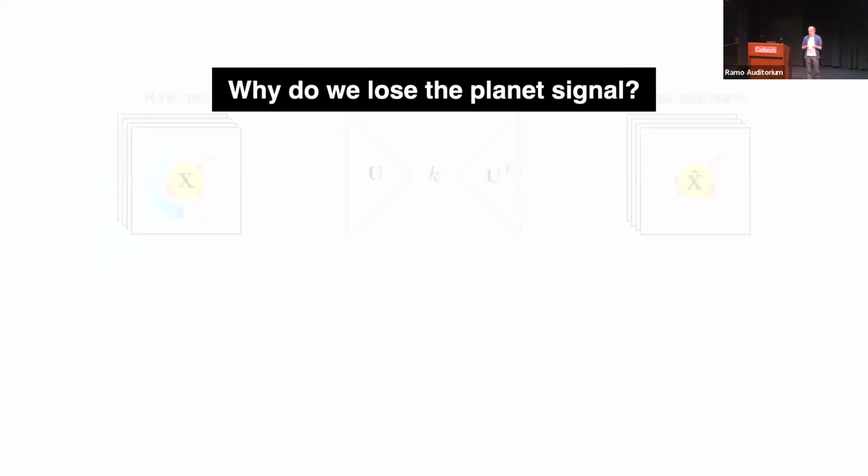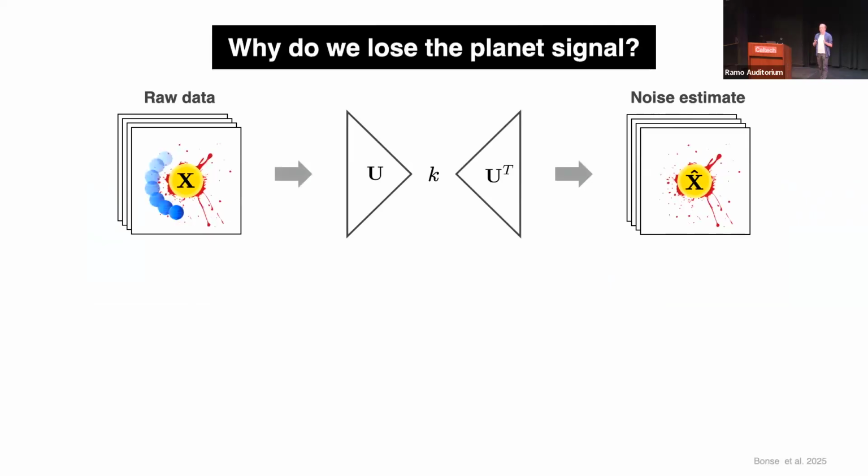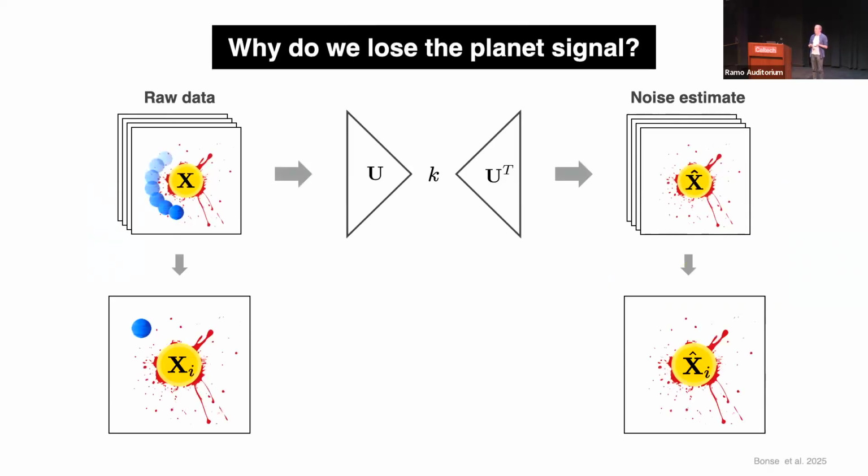Okay, so what is happening in PCA? In PCA, you have on the one hand the raw data, and on the other hand, your noise estimate, which is built by projecting the raw data into a low-dimensional space and reconstructing it. If you lose part of the planet signal and you take a pair of images, you know that at least some of the signal needs to leak into that noise estimate. And now you can use explainable machine learning to ask the question, which information was used at the position of the planet in the noise estimate to calculate the noise at that position?